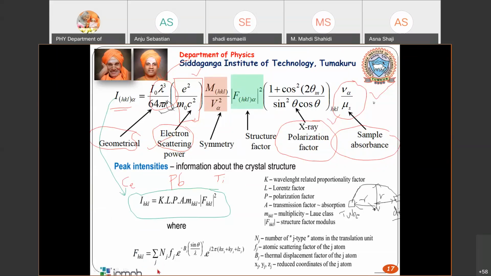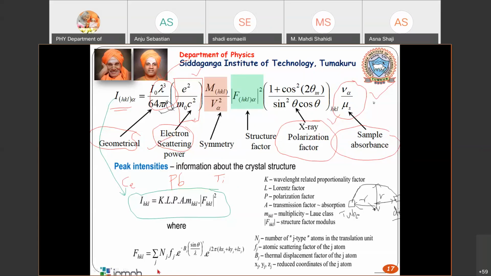What is this Nj? Nj refers to the number of atoms of type j. For example, if I take CeO2, how many cerium atoms are there in your sample? That is your Nj, the number of cerium atoms. So if I take CeO2, for instance, how many cerium atoms are there, and how many oxygen atoms are there? That will contribute to N. So N is taken care of by this one.